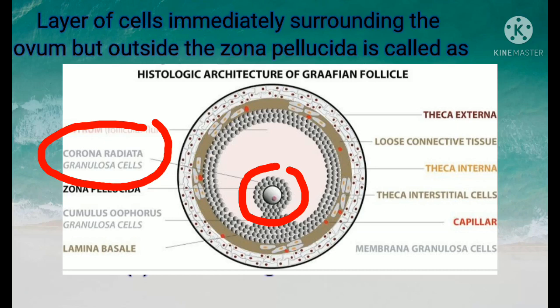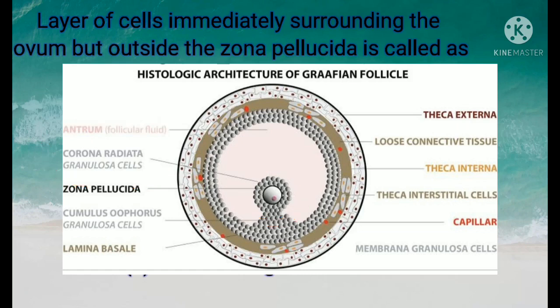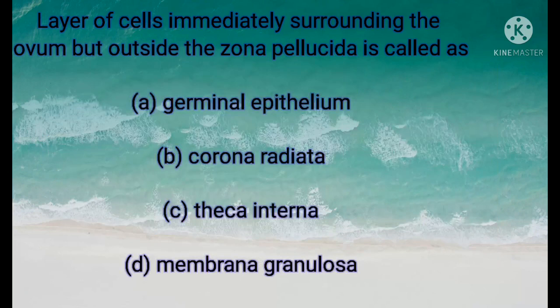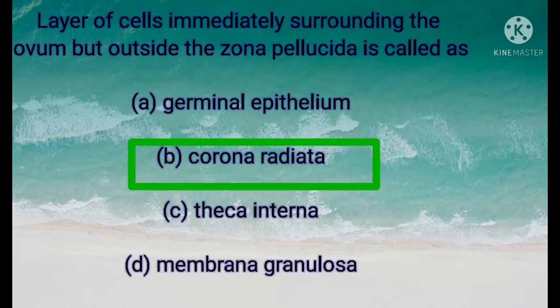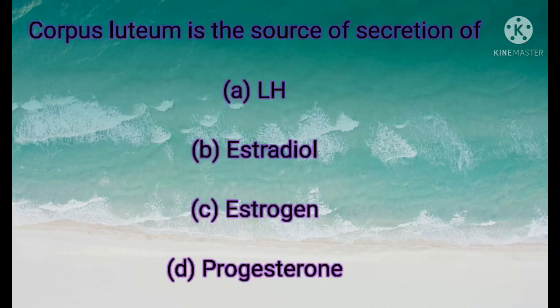The different layers of cells are present on the follicles. Outermost is the theca externa, next is the theca interna, next are the granulosa cells, and next are the corona radiata, which develop from the granulosa cells, and inside that is the zona pellucida. This is the non-cellular layer, and here the right answer is the corona radiata. This cell layer is formed completely from the granulosa, outside the zona pellucida, and the corona radiata is a cellular layer.